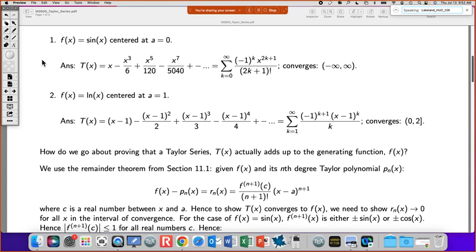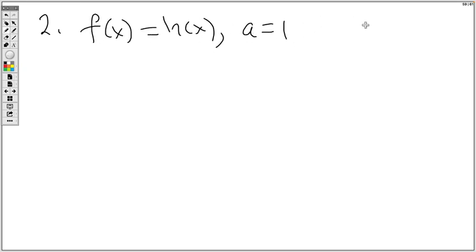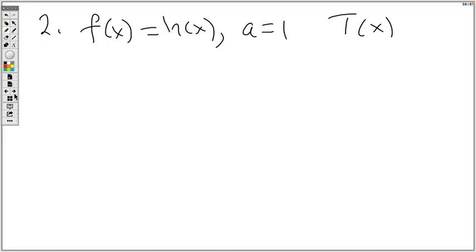All right, let's look at the next one. f of x equals natural log x, centered at a equals 1. Now, this would be an honest-to-goodness Taylor series because we're not centered at 0. You follow? We can't center it at 0 because the natural log is not happy at 0. But once again, I make this table.